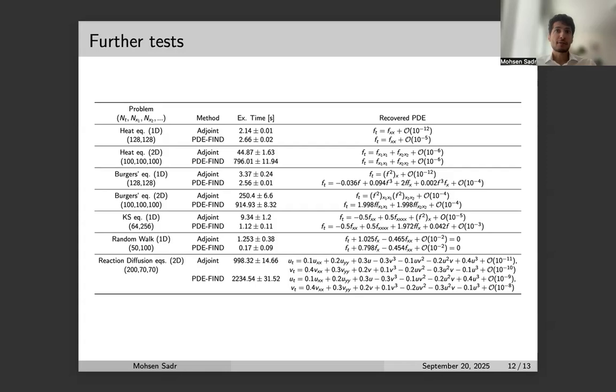Of course, we have considered other test cases. This includes 1D and 2D heat equation, Burgers' equation, 1D KS equation, random walk, and 2D reaction diffusion equation. We made extensive comparisons between our method and PDE-FIND, and what we have observed is that the adjoint method consistently outperforms PDE-FIND for large datasets. This is mainly because of the fact that the adjoint method is able to find the gradient of the cost function with respect to the PDE parameters explicitly in a convex optimization problem.